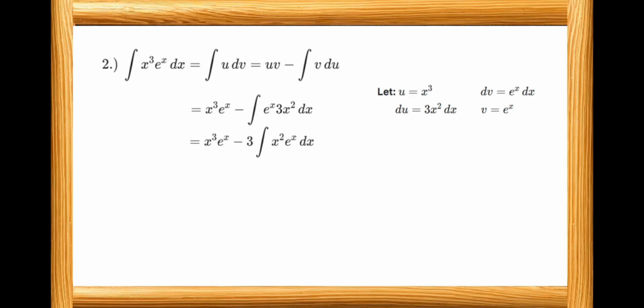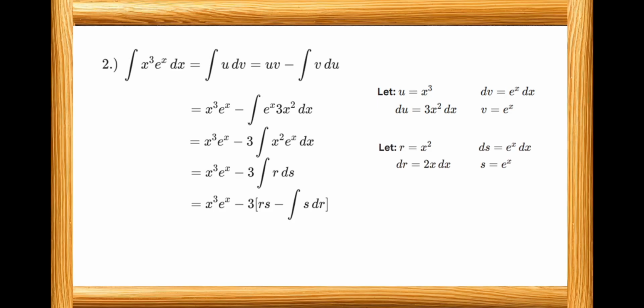So we let r equal x squared, dr equal 2x dx, ds equal e raised to x dx, and s equal e raised to x. In step 5, after setting our values, we let r equal x squared and s equal e raised to x. This transforms the integral of x squared e raised to x dx into the form of the integral of r ds. So we have x cubed times e to the x minus 3 times the integral of r ds. Step 6 is that we expand the integral by applying the integration by parts formula.